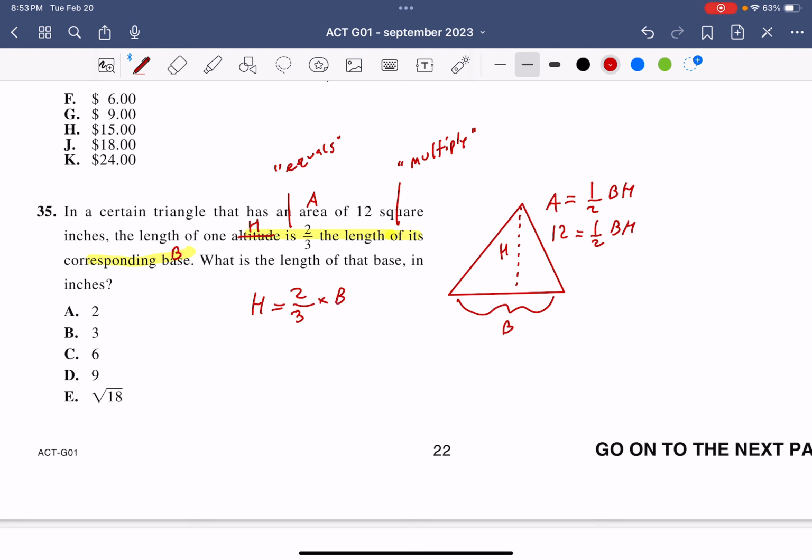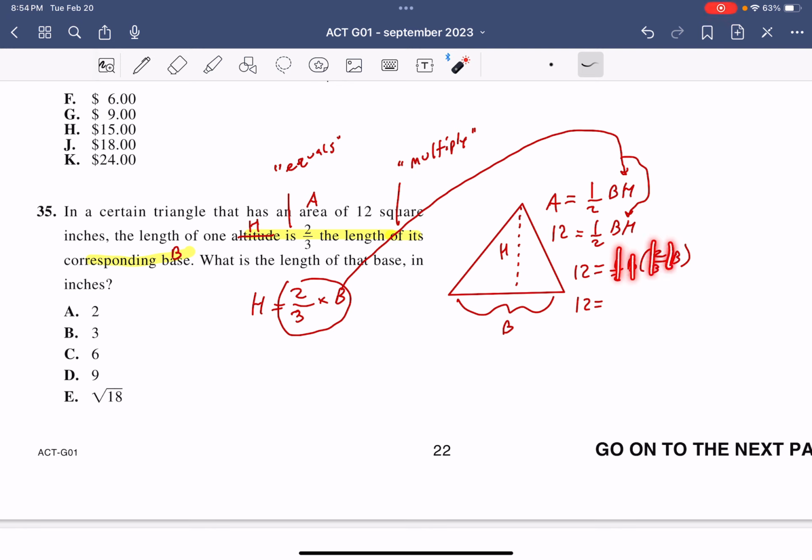Now that I have this solved for H, I can take this part here and stick this into H in my area equation, specifically the one that has the 12 already plugged in for it. So let's do that. So 12 is equal to 1/2 B times 2/3 B. I'm going to rearrange this so it's easier to see, because when you multiply, it doesn't matter the order in which you multiply items. If they're all being multiplied, you can shuffle them around. So I'm going to write the 1/2 next to the 2/3, next to B, next to B.